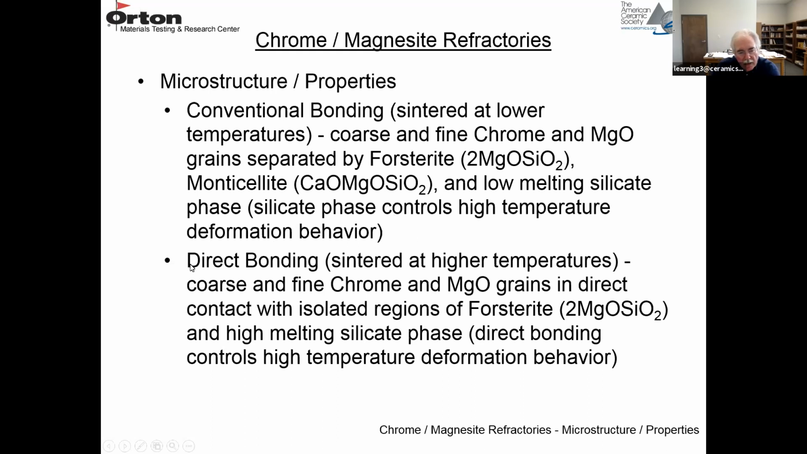If it's direct bonding, fired at higher temperatures with material that has fewer impurities, now you're going to have coarse and fine chrome and MgO grains in contact with each other. You're going to have isolated regions of this other phase, forsterite, the magnesium silicate, and high melting silicate phases. So now the crystal-to-crystal contact is going to control the high temperature behavior. So the deformation behavior is going to be excellent. The hot strength is going to be excellent compared to a conventional material.